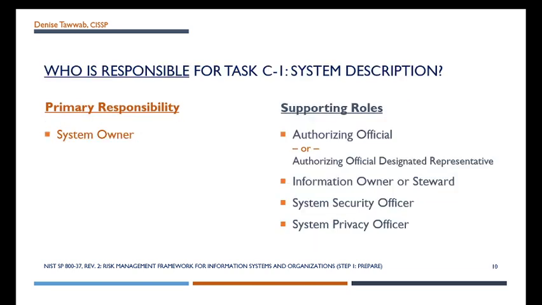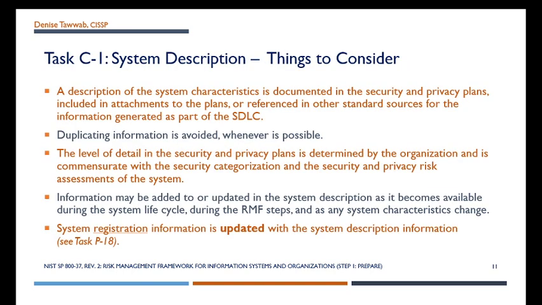So who's responsible for the system description? The primary responsibility belongs to the system owner. Supporting roles can be played by the authorizing official, the information owner, system security and privacy officers. But the primary responsibility is on the system owner.